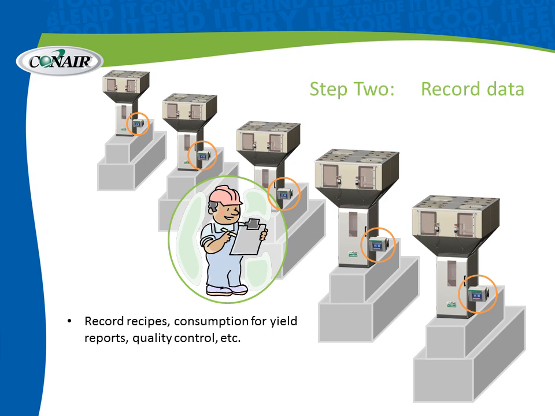Step two in this process is very logical. Simply record the data because we are now keeping track of all the ingredients and all the weight of the ingredients as they pass through individual blenders or weigh hoppers. We can simply record them. Go to their controls and record recipes, consumption for yield reports, quality control, and so forth. And we can see a little guy there with the pad recording these. Now, once again, we may be looking at some human error. We may be looking at some math errors by this method.